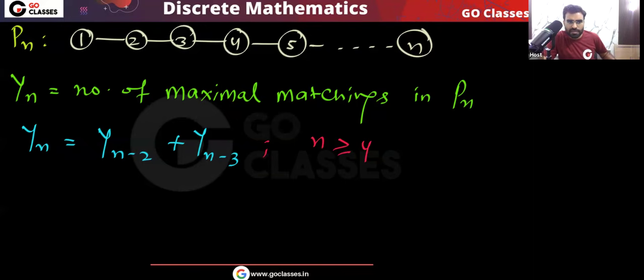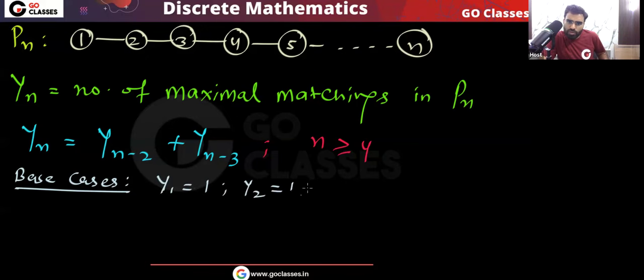Okay, is this clear? And what are the base cases? Let me quickly write here. What were the base cases? What was y1? What was y2? What was y3? y1 was 1, y2 was also 1, and y3 was 2. Correct? Okay, these were the base cases.